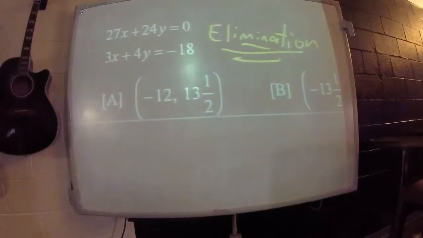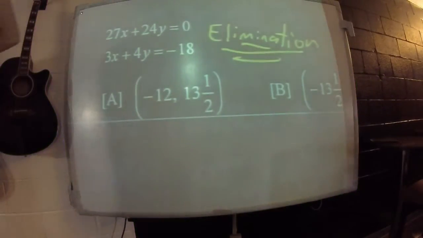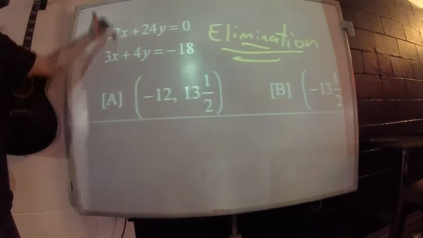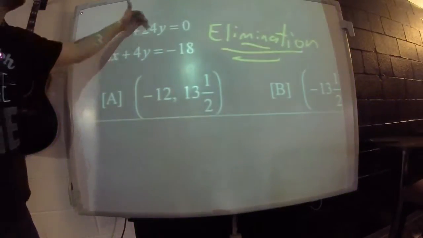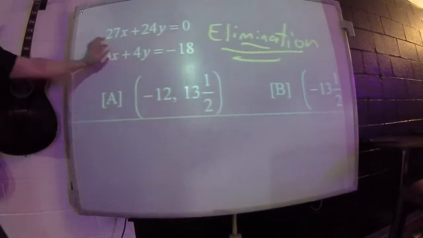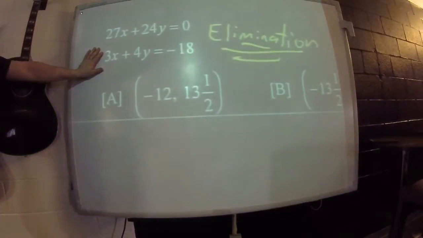All right, elimination. The bad thing about it is these aren't going to eliminate. That's going to make 30. It's going to make 28. So the question is, and actually there's not a wrong answer here, what do you want to eliminate? The x or the y?